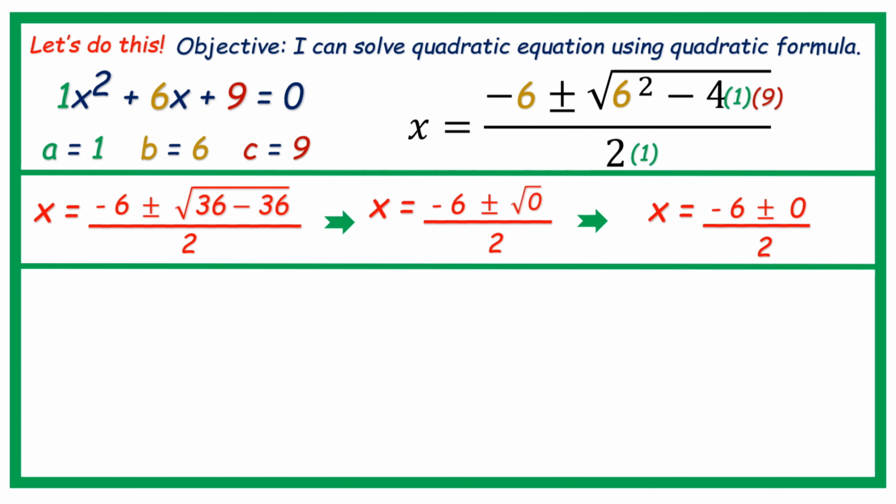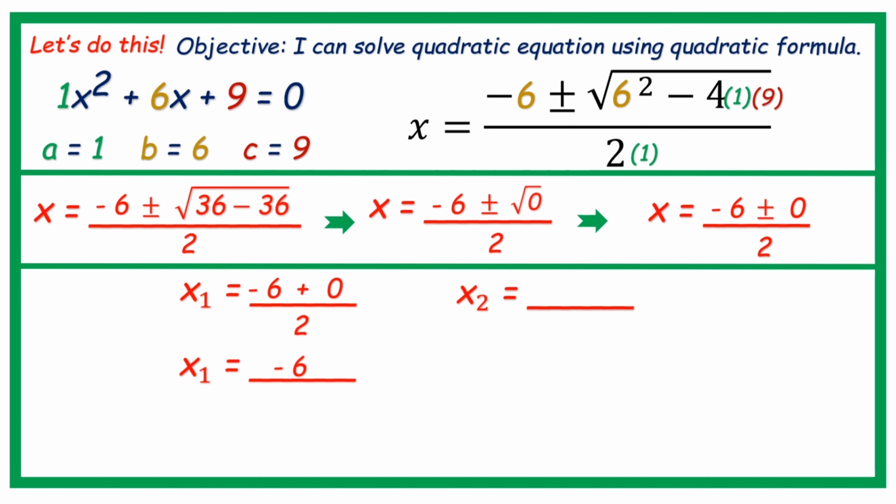We are going to separate the plus and the minus by using x sub 1 and x sub 2. X sub 1 will be negative 6 plus 0, divided by 2. X sub 1 equals negative 6 divided by 2, and our answer is negative 3. You got it. X sub 1 is equal to negative 3.